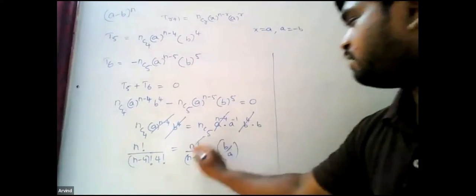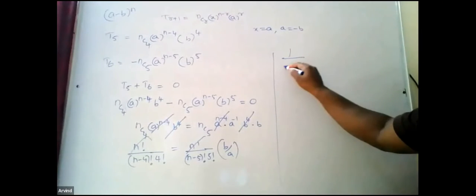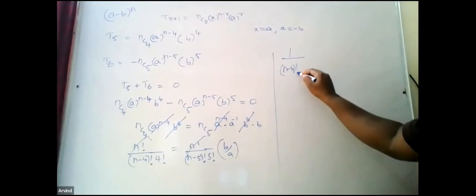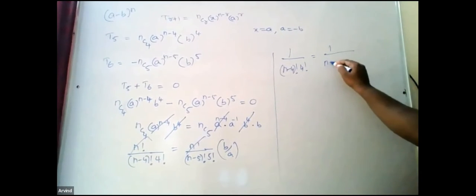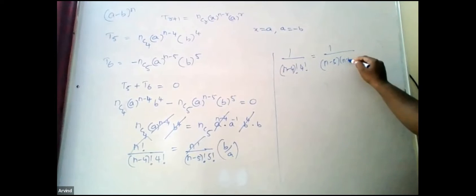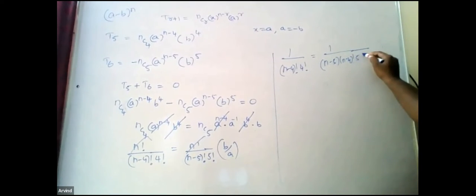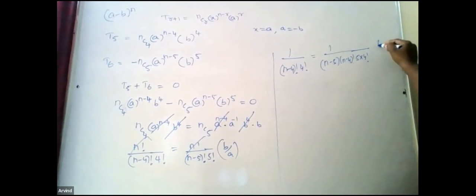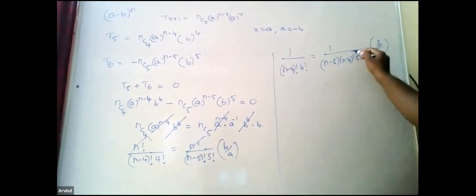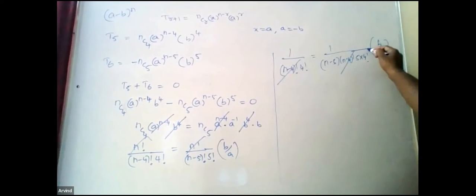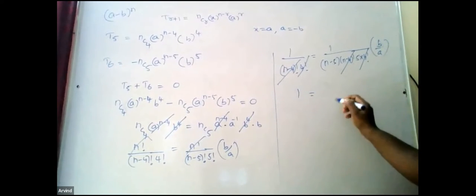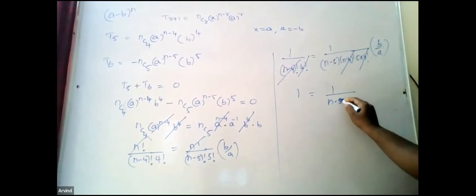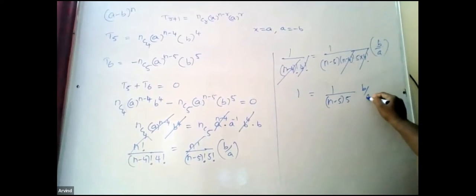Left this n factorial, you can cancel. So 1 divided by (n minus 4) factorial times 4 factorial is equal to 1 divided by (n minus 5) into (n minus 4) factorial, and 5 factorial can be written as 5 into 4 factorial. So (n minus 4) factorial and 4 factorial get cancelled. Here you are left with 1, and 1 is equal to 1 divided by (n minus 5) into 5, b by a.